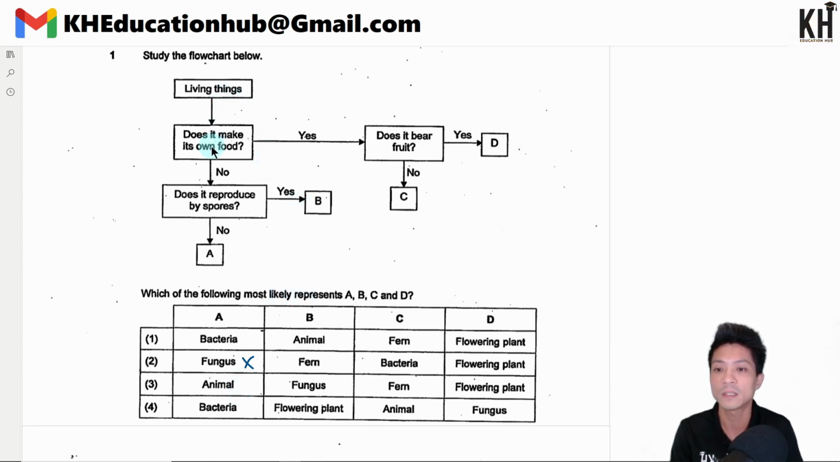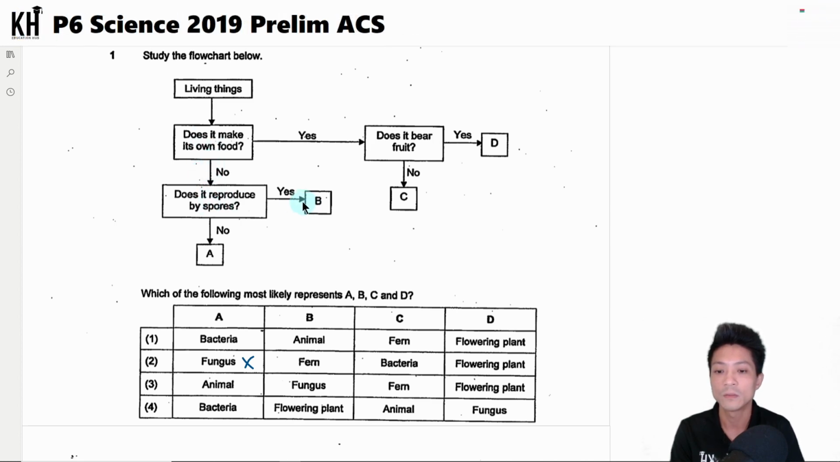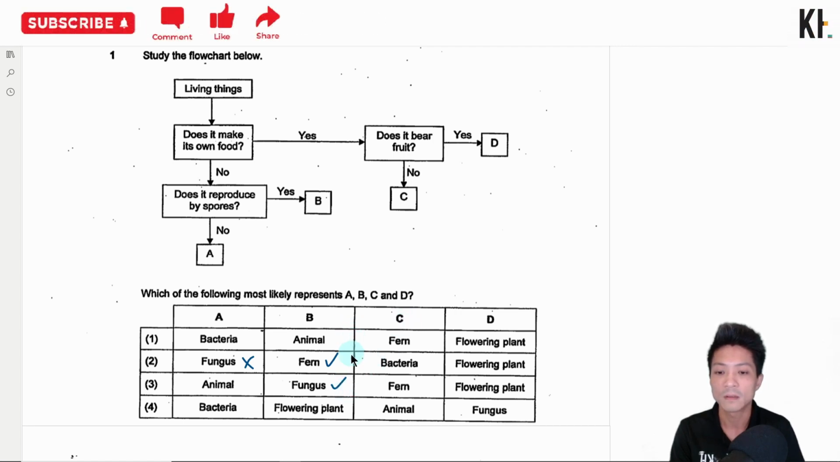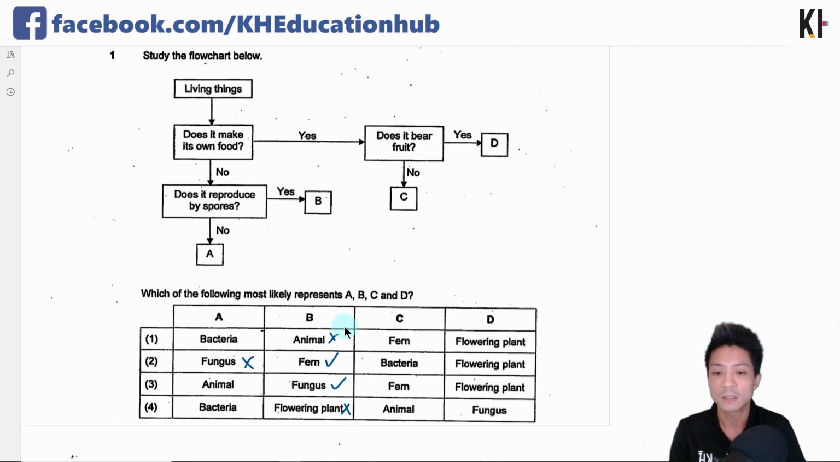B is a living thing that does not make its own food and reproduces by spores. So those that reproduce by spores for B will be fern and fungus. Animal and flowering plant are out. So at this point, we can tell that the answer is number 3. But I'm going to continue on with C.